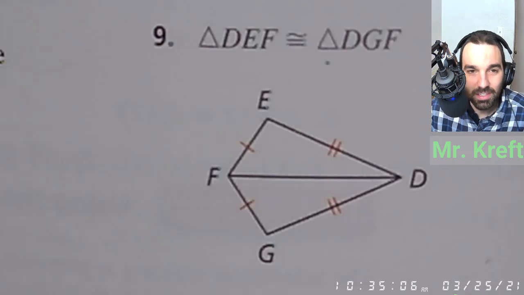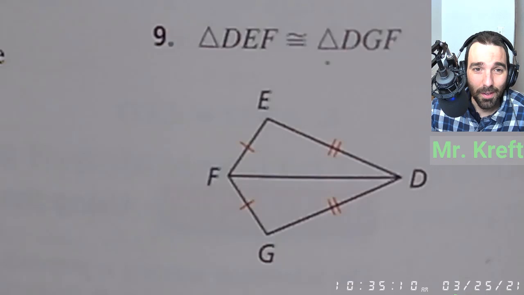And then remember at the beginning of class, we talked about how sometimes it's going to say they're congruent, but it doesn't have what? It doesn't have all the information. Feel free to add in the information.